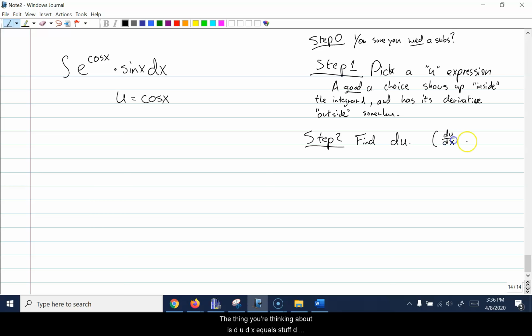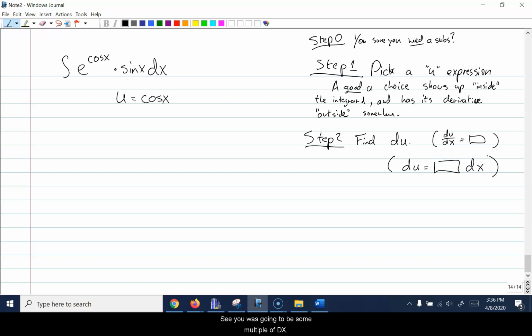The thing you're thinking about is du dx equals stuff. Du dx is not a fraction. You're not allowed to multiply both sides by dx, but do it anyway. This is a place where we pretend it's a fraction because the mnemonic device works out correctly to deal with the chain rule the way we want it to be.